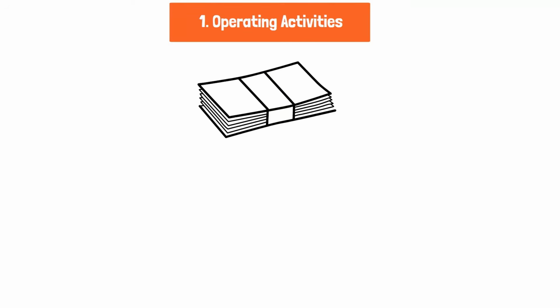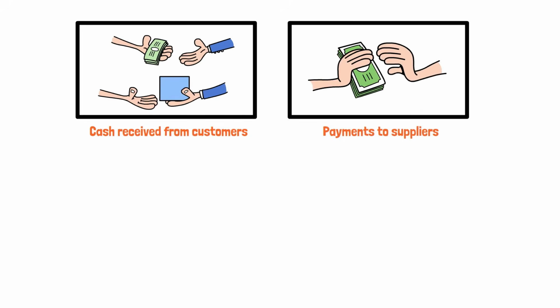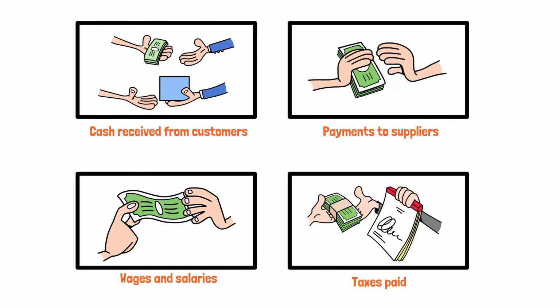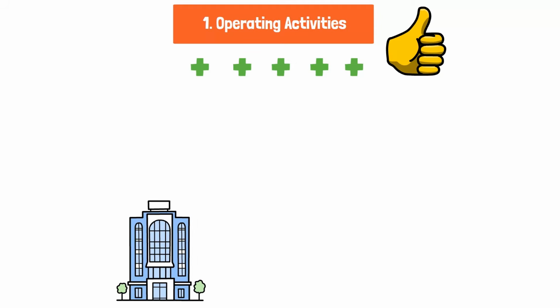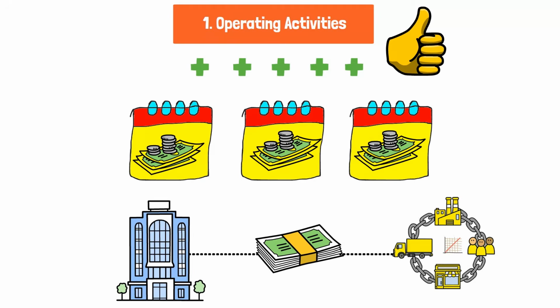First up, operating activities. This section shows cash generated or used by a company's core business operations, the stuff it does to make money. This includes cash received from customers, payments to suppliers, wages and salaries, and taxes paid. If this section is consistently positive, that's a good sign. It means that the business is generating enough cash from its day-to-day operations to sustain itself.